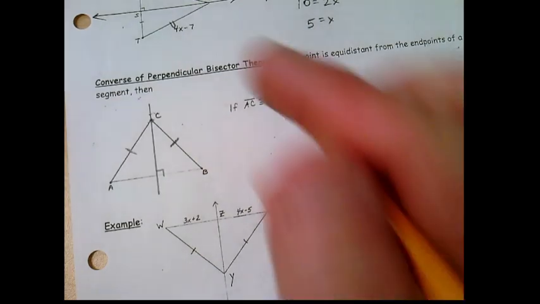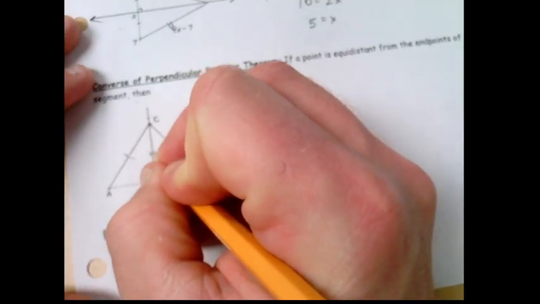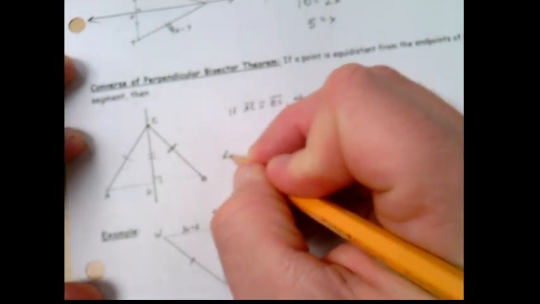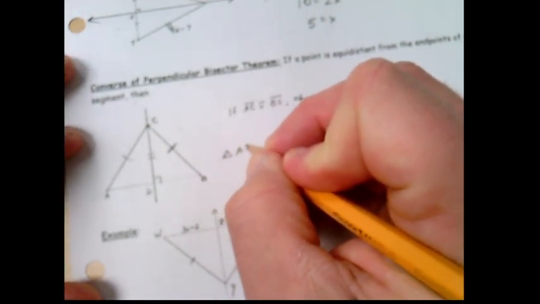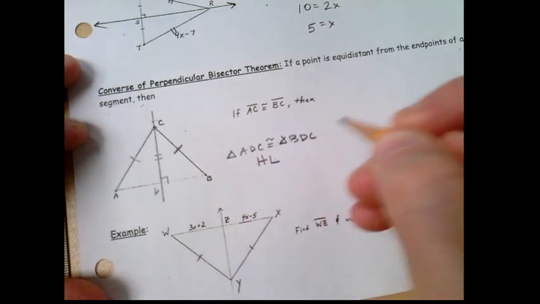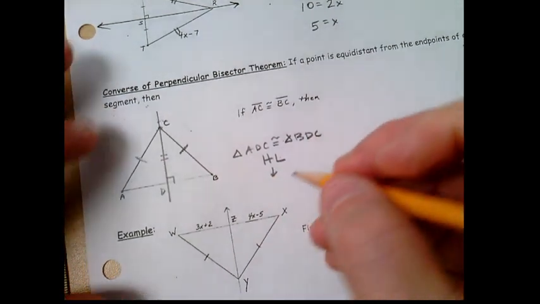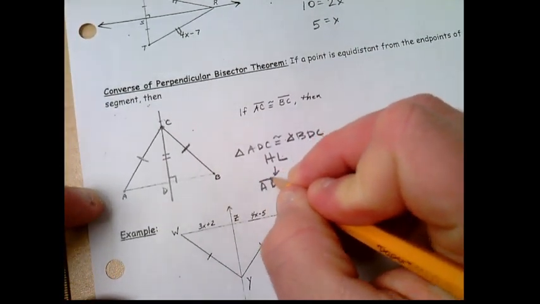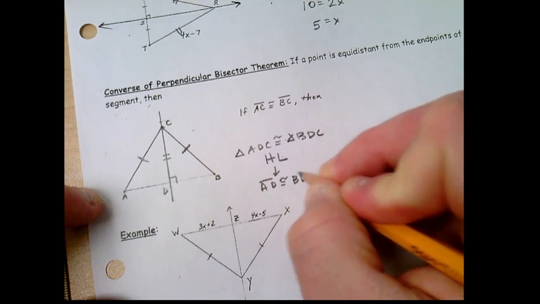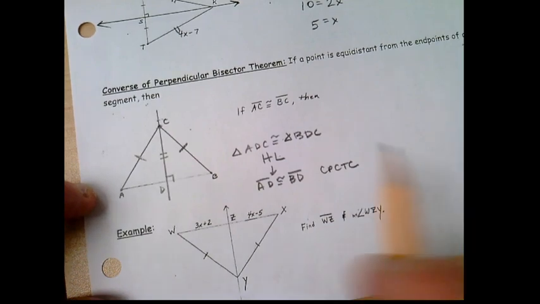So what do I then know is true? I'm going to make this point D. Well, I know that CD is congruent to CD by the reflexive property. And therefore, the triangles here, let's say ADC and BDC, are congruent by hypotenuse leg. Don't forget that one, remember? Okay. If that's the case, then I would know that AD is congruent to BD by CPCTC. Okay? Well, why is that important?